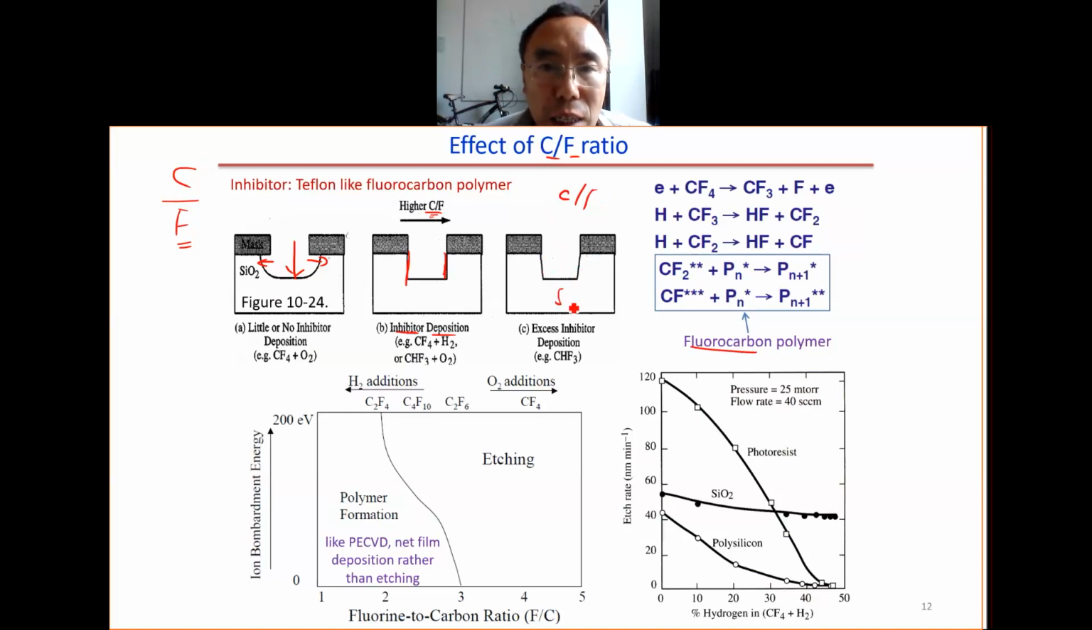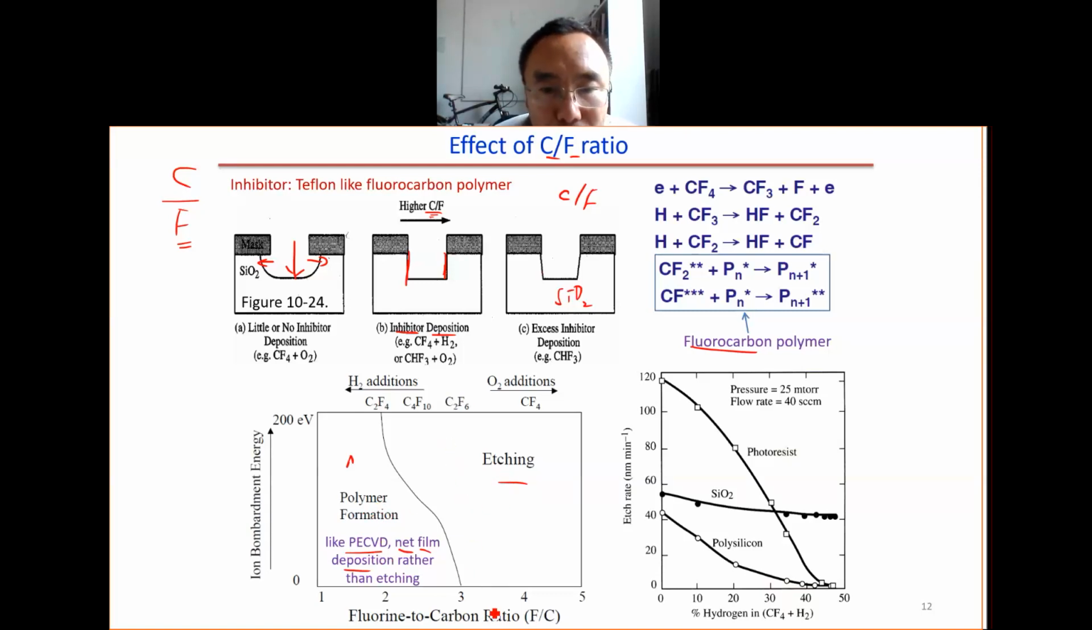So this is for the etching of silicon oxide. For silicon, the etching may be stopped, as you can see here. Here is the fluorine to carbon ratio. With higher fluorine, we have etching; with lower fluorine, we have net film deposition. This is like PECVD, plasma enhanced chemical vapor deposition. We have polymer formation. We deposit a film rather than etching.